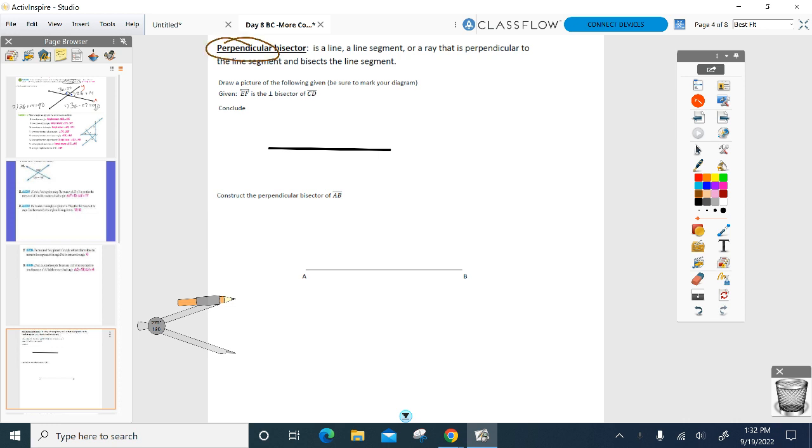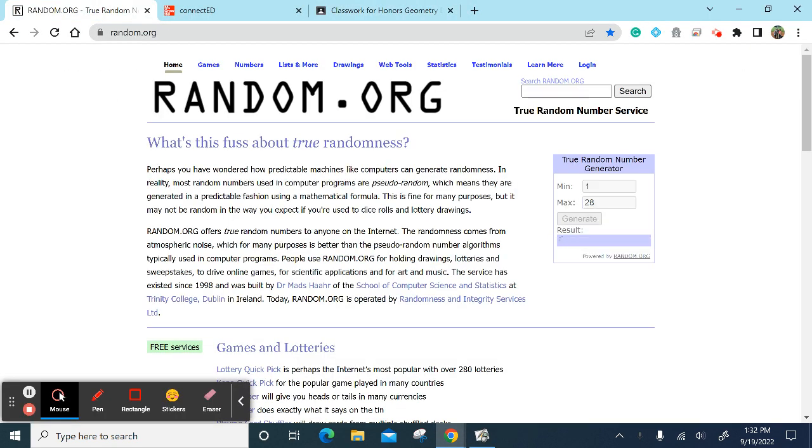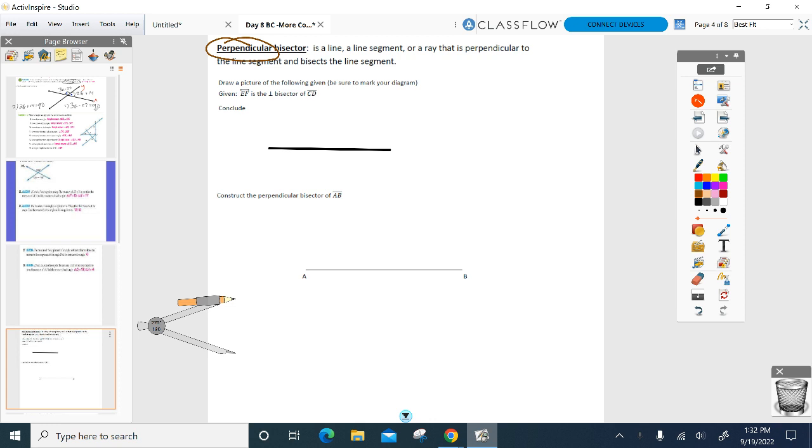What do you know about that word, perpendicular? What comes to mind when you have that word? Perpendicular. You got to look back. They form right angles. Okay, something's going to form a right angle.